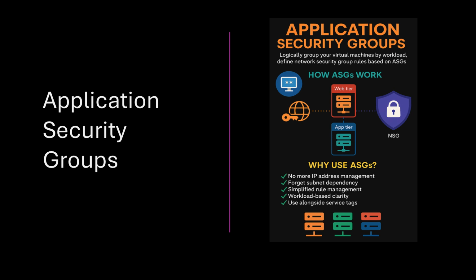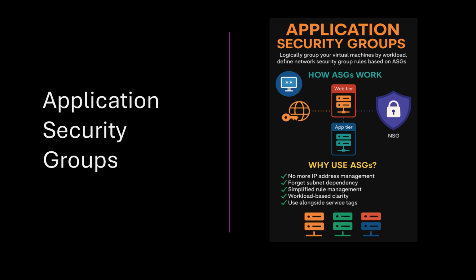When you're building a secure architecture for something like an online retailer, application security groups make it much easier to manage traffic between your workloads. Imagine you have web servers handling HTTP and HTTPS traffic from the internet and application servers that need to process SQL requests from those web servers. You'd start by creating two ASGs, one for the web tier and one for the app tier. Then, for each virtual machine, you'd attach its network interface to the appropriate ASG.